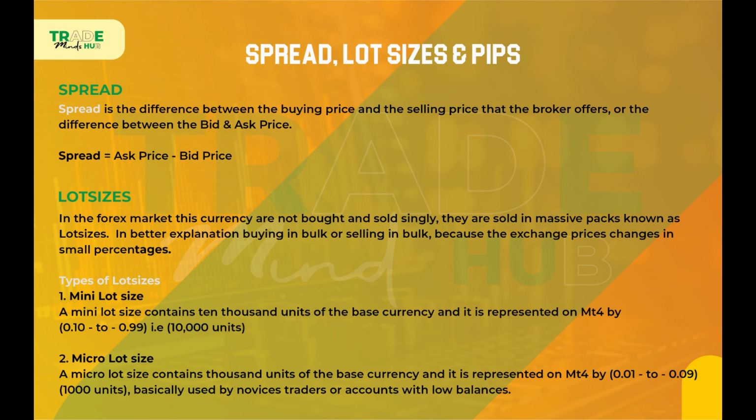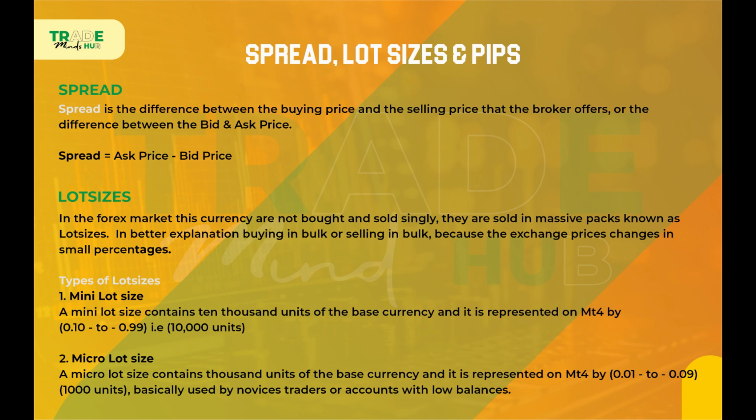Now, why are we buying in bulk or selling in bulk? Because the exchange prices in the currencies we focus on change in small percentages. So if you're going to buy euro in exchange for the dollar, for you to make $1 profit can take you 6 years or 10 years. So you can actually use leverage to make more money before that 6 years.